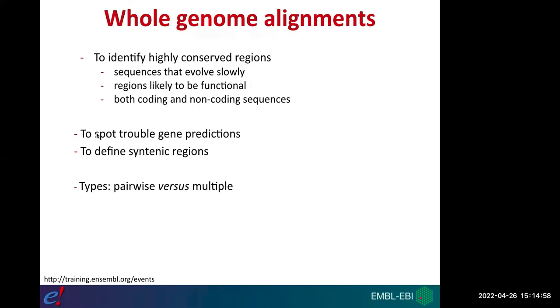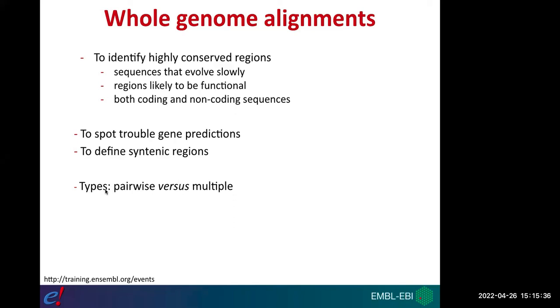So, as I said before, in the previous half of this module, we were looking at the gene-centric data. So we were looking at how Ensembl compares the genes from one species to another. In this second section, we want to think about how we can compare the genome sequences from one species to another. And we do that through doing whole genome alignments. Whole genome alignments are useful to identify highly conserved regions. These highly conserved regions are likely to have evolved slowly, and they're therefore likely to be functional. But it can include both coding and non-coding sequences.